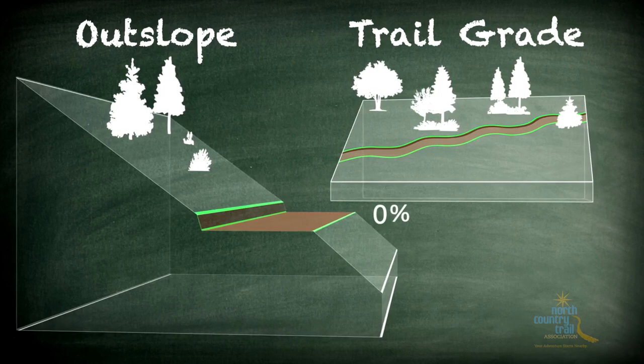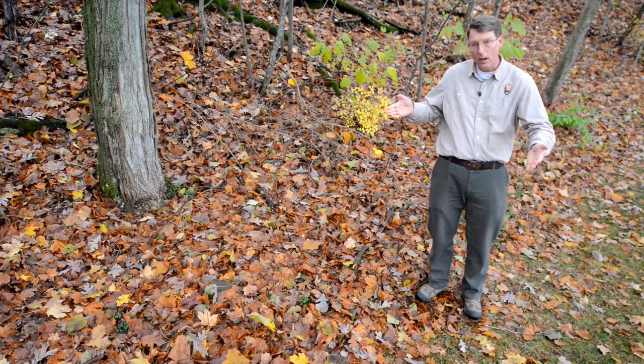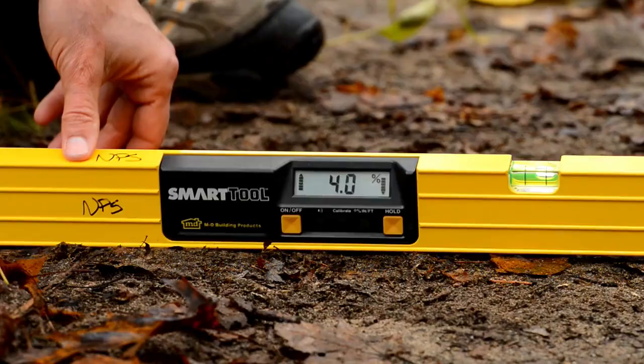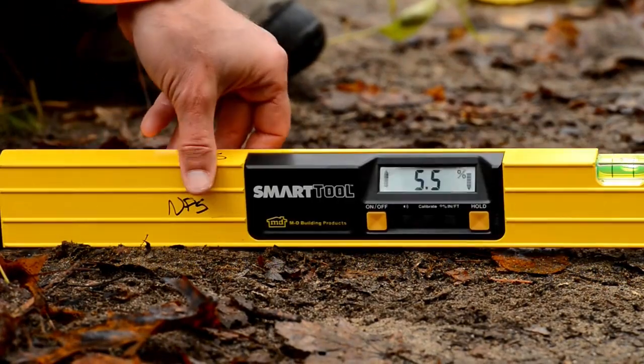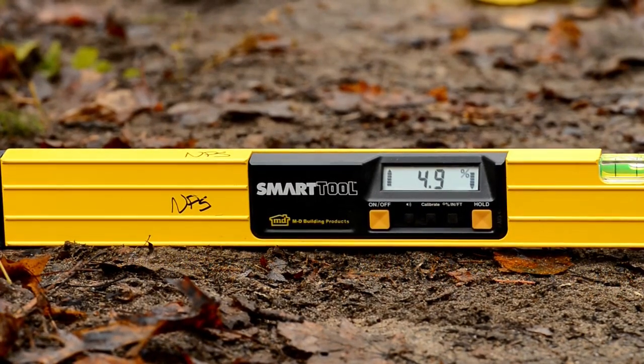The outslope that we shoot for is about 5%. Now over a trail tread that's 2 feet wide, which a lot of our trail is, 5% is going to give you about an inch of difference between the upper side of the trail and the lower side. Okay? That's not much, but we have some tools that we can use to measure that, and over time you'll get an eye for it.